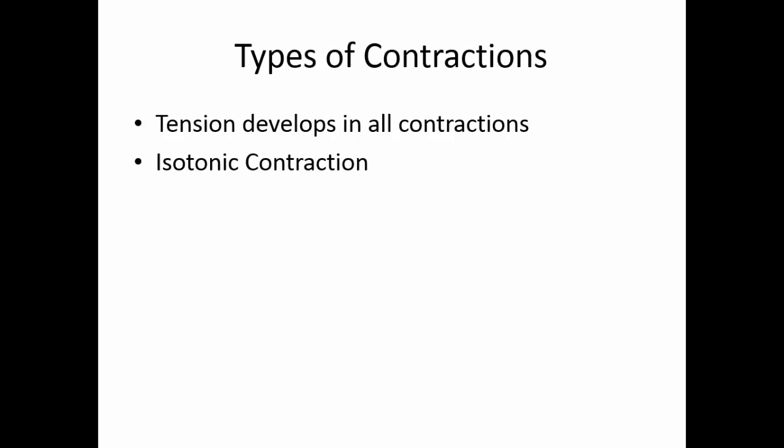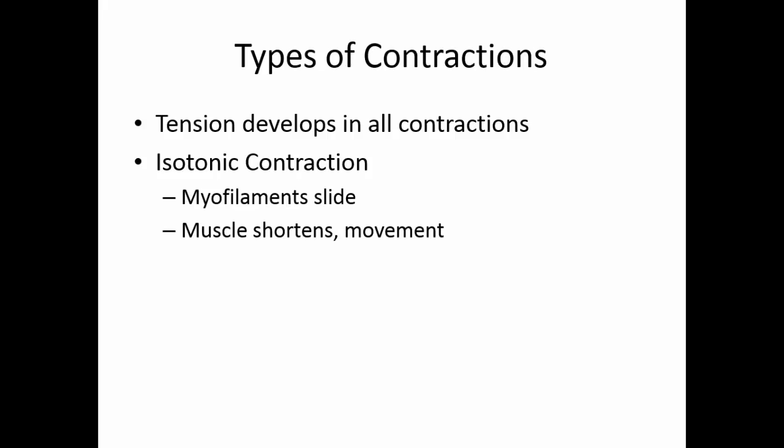There are different types of muscle contractions. In all contractions, we see tension developing in the muscles. That is, they get tighter feeling. Isotonic contractions occur when the myofilaments are capable of sliding and the muscle actually gets shorter. This means that something actually moves.